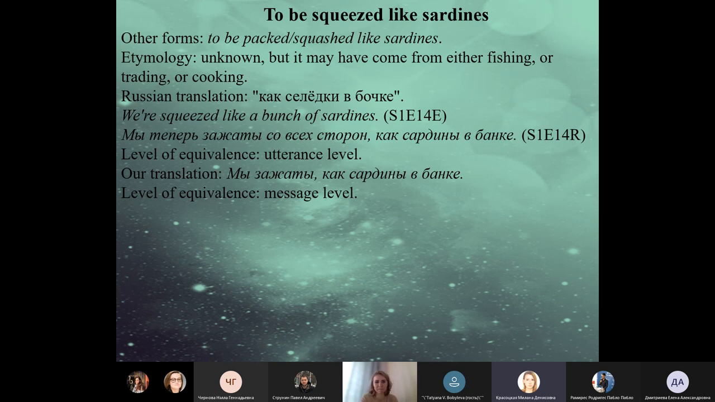The addition of extra words «теперь», «со всех сторон» also decreases the equivalence level to the utterance, since none of them points out to the situation, and the word «банка» already limits the space from all the sides. The usage of the Russian proper phrase «как селедки в бочке» is unlikely to fit the context for the American series, as the sardines are more common fish type to be pickled in that country, unlike herring, especially in barrels. So let us tweak the original translation. «Мы зажаты, как сардины в банке.» By removing the extra elements, we were able to reach the message level.